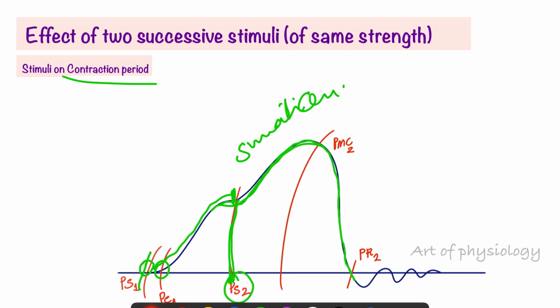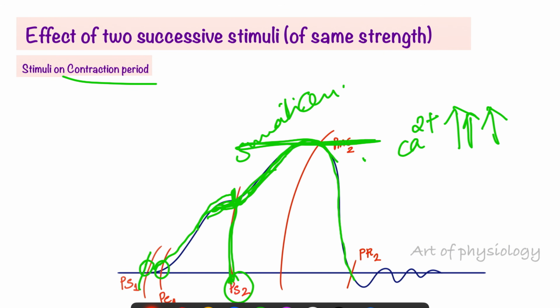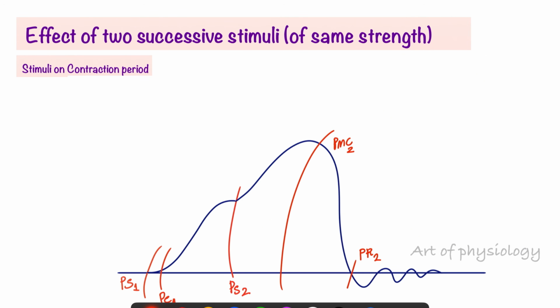What is the reason behind this? Here the muscle is already in a contraction period, so the released calcium level is very high. If we give a stimulus again, there will be more and more release of calcium ions. So these contractions will be summed up, added together, and we will get a contraction with more force. That is the effect when we give a stimulus during the contraction period.